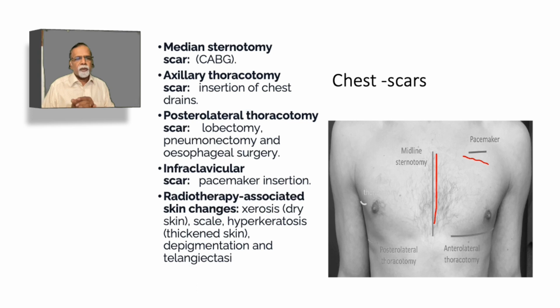Posterolateral thoracotomy scar also can be missed. This is located between the scapula and mid-spinal line, extending anteriorly to the anterior axillary line. This is usually used for the surgical approach to lobectomy. So carefully ask the patient whether there has been any surgery and look for the scars also.